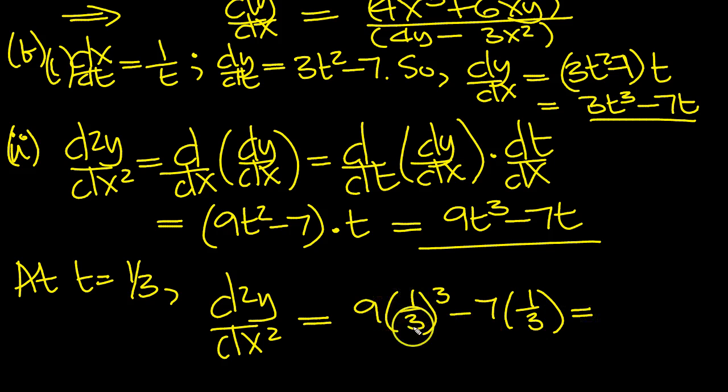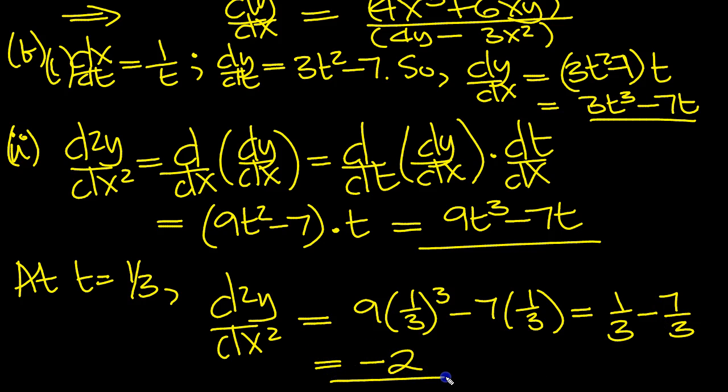So we get 1 over 27. 9 over 27 is 1 over 3 minus 7/3, which is minus 6/3, which is minus 2. So the second derivative is equal to minus 2.